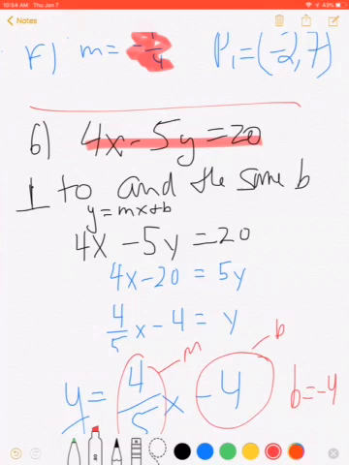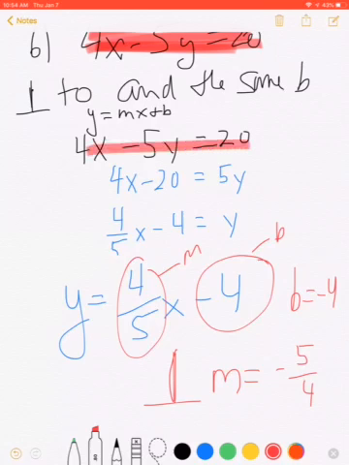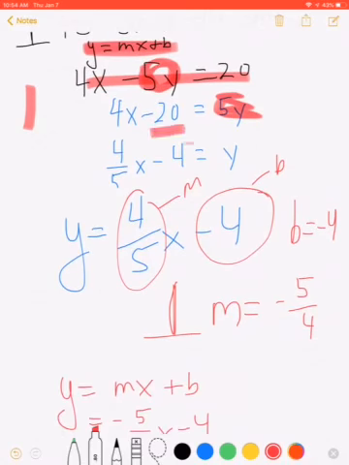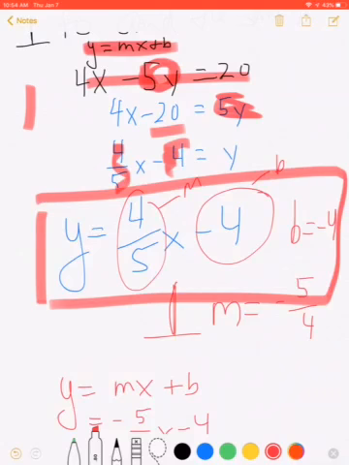So what you have to do is rearrange this. 4x minus 5y equals 20, rearranged in the y equals mx plus b form. The y is negative, so you bring it over to make it positive 5y. So you have 4x minus 20 is equal to 5y, and then divide everything on the left by 5. 20 divided by 5 is negative 4. 4 divided by 5 is 4/5. So your equation is y equals this, and that means this is your m, this is your b.